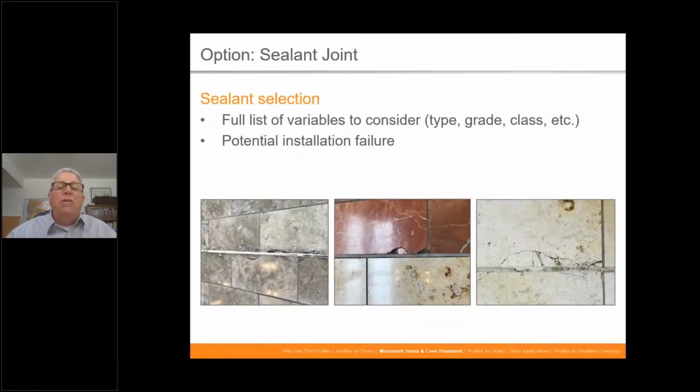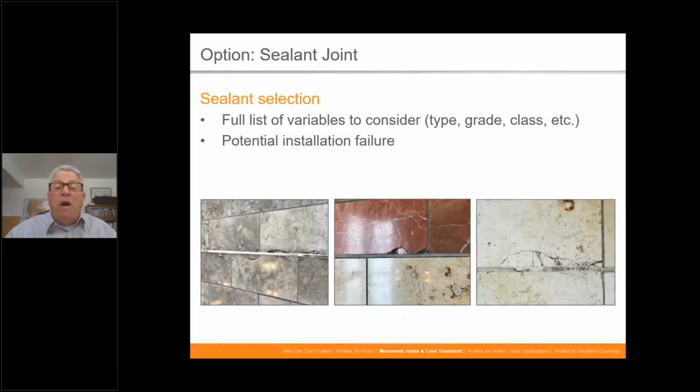So you do have a couple options as far as what you use for movement joints. One of the options, and it's been around for quite some time, is a sealant, where you actually put a sealant in. But again, check with EJ 171 in your Tile Council. There's a lot of good guidance in there about the type, the grade, the class, depending on whether it's going to be vertical, horizontal, is it residential, is it heavy duty, you know, what are you going to need?